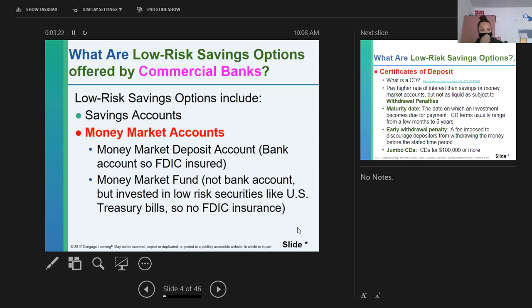And then a money market fund, it's not a bank account, but it's invested in low risk securities like US Treasury bills. So it is not FDIC insured. It's a type of mutual fund, but they're short-term securities, so the chance of losing your money is very low. On average, a money market fund will have a higher rate of return than a money market deposit account.